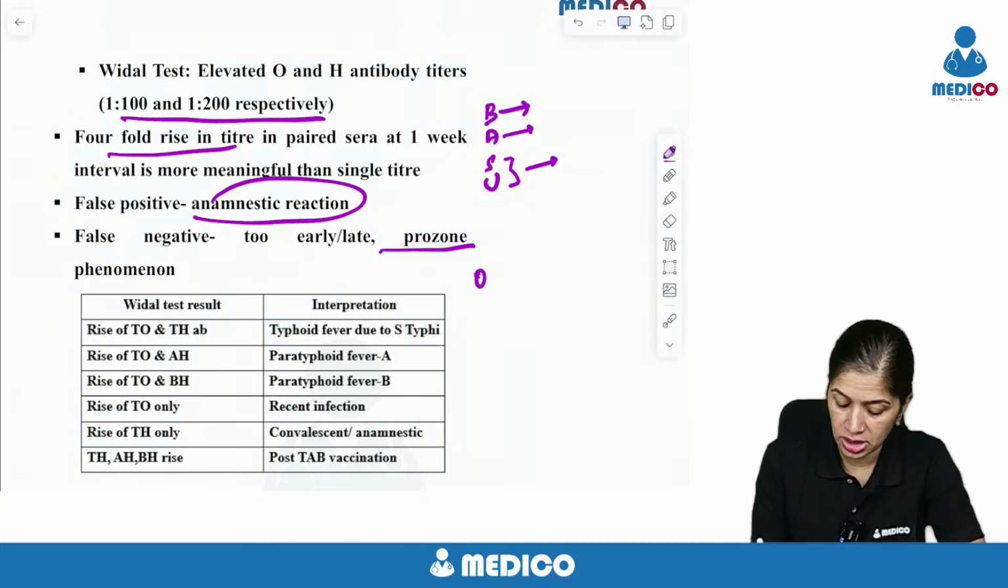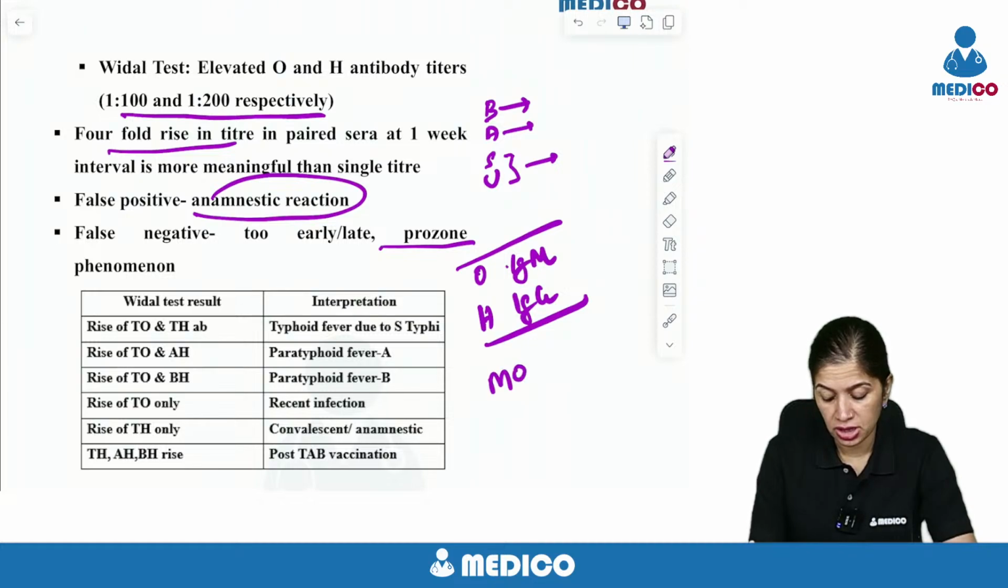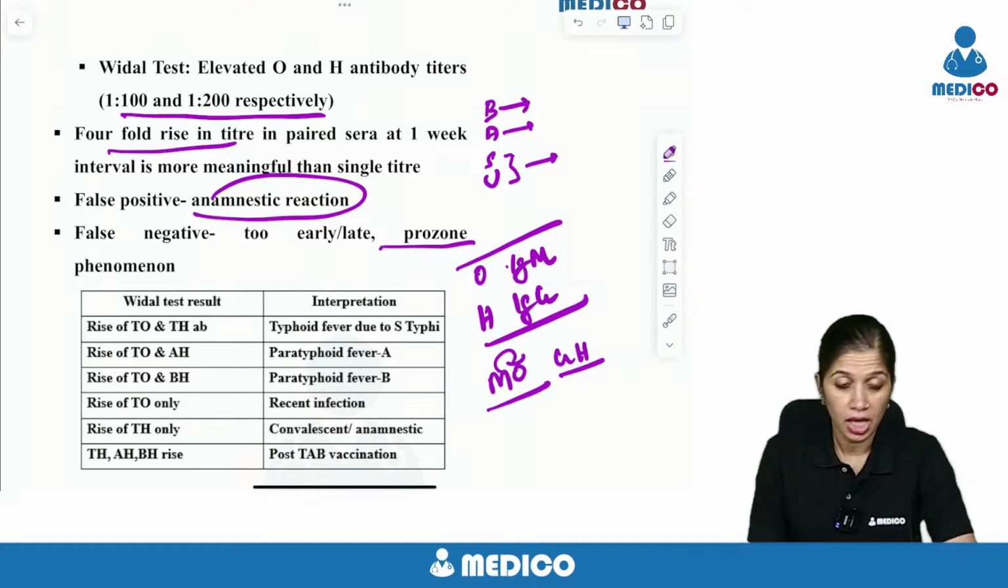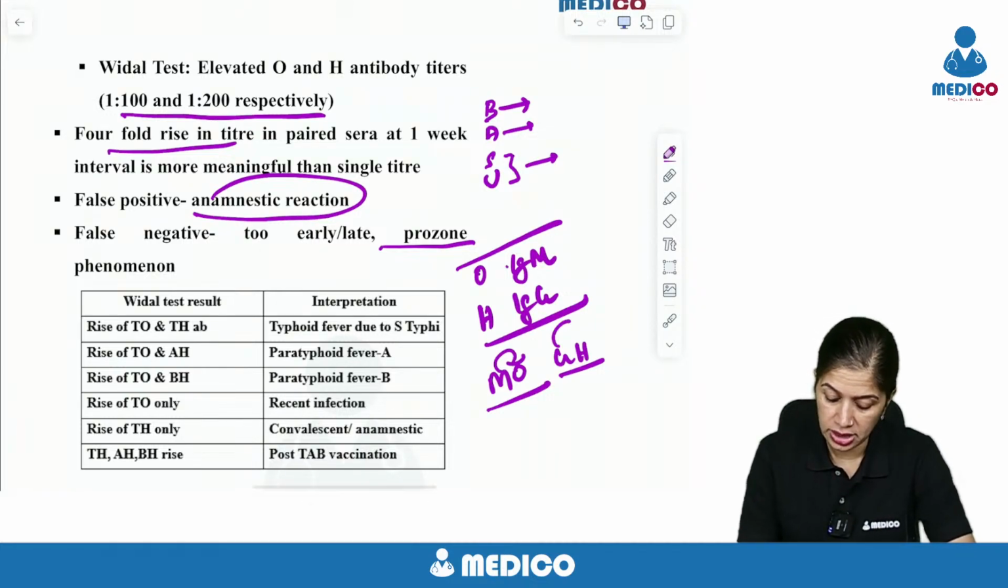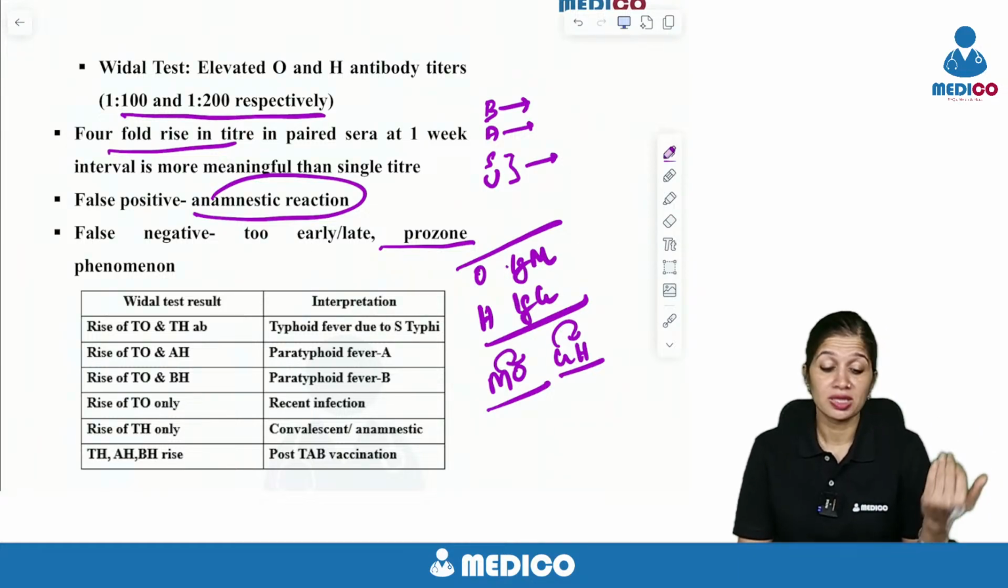O antibodies are IgM antibodies and H antibodies are IgG antibodies. So how do I remember this? It's medical officer, government, hospital. Okay, so medical officer means IgM is the one that is O and IgG is the one that is H. Okay, so when only O has risen, it means it's a recent infection.